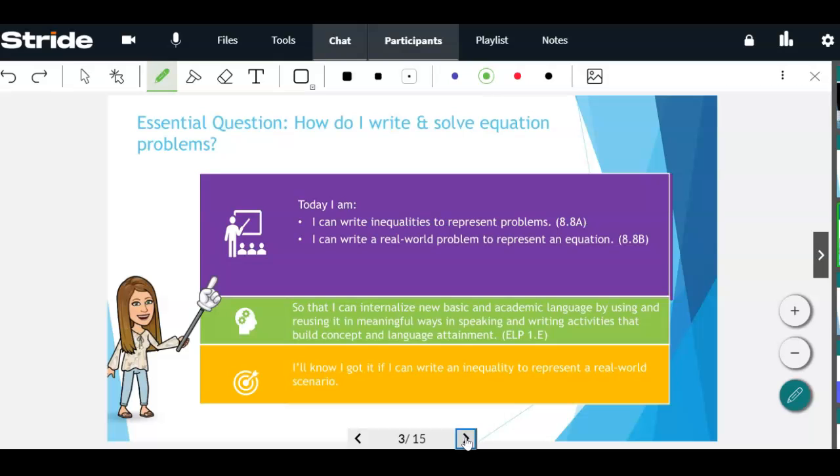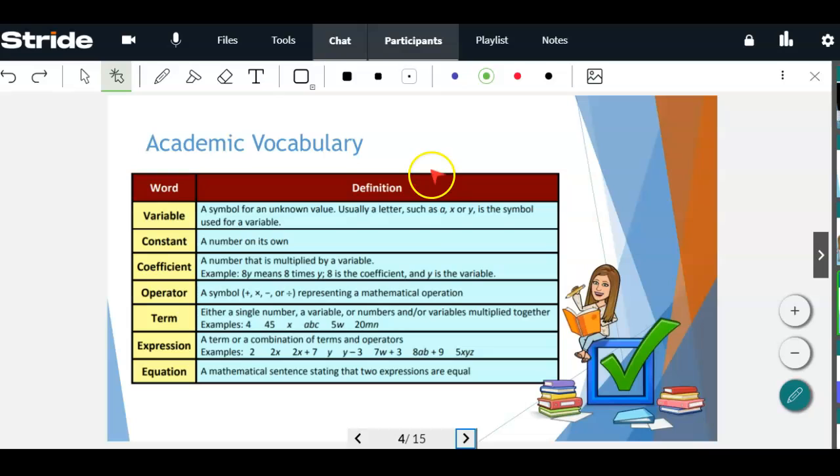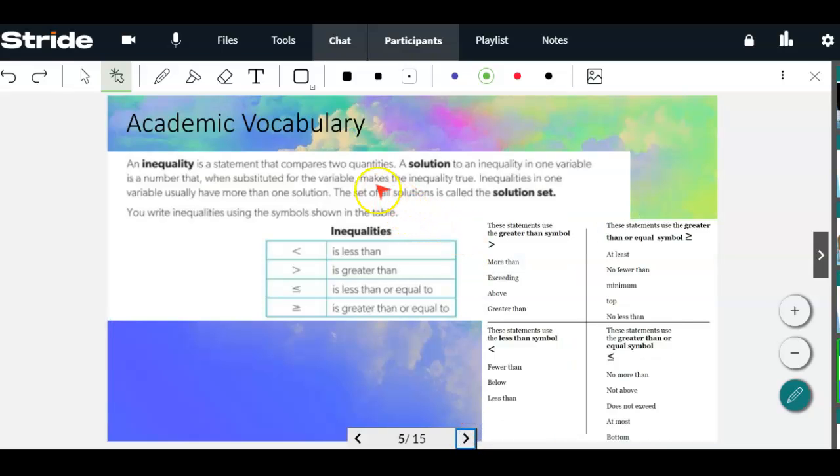All right, so here's our essential question. How do I write and solve equation problems? So this is going to be a review of inequalities and equation problems. So we'll make sure that you understand this before you take your test. You should already have this, and it should be in the Unit 2 class kick notes as well. All right, and more active vocabulary that you should already have. Inequality information here. So if you need to review it, pause the video to review.